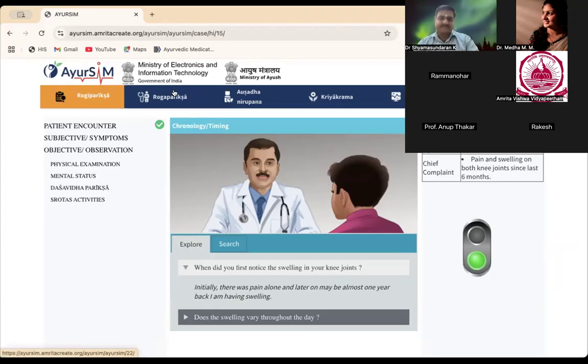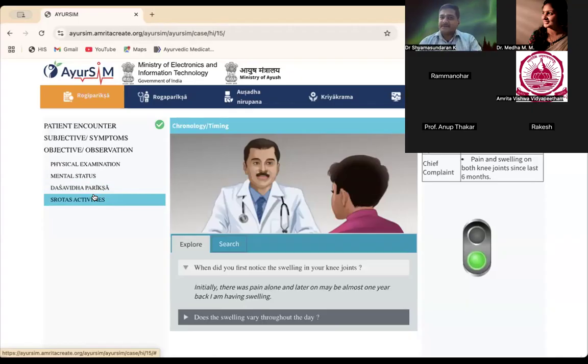First, we do the Rogi Pariksha, then the Roga Pariksha, and with the information that we get from the Rogi and Roga Pariksha, we do the Aushadha Nirupana, and then from Aushadha Nirupana, we do the Kriyakrama, and we look at the Phala, and then we look at the follow-ups, that is the Anubandha. Under each of them, you will see that even the Ayurvedic aspects, such as the Dashavidha Pariksha and the Srotas activities, are embedded in this framework. So this makes the student understand, oh, Dashavidha Pariksha comes under Rogi Pariksha. Srotas Pariksha comes under Rogi Pariksha.